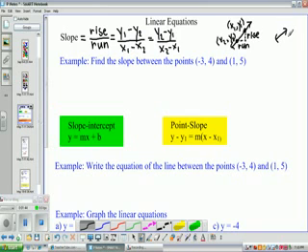Positive slopes go up from left to right. Negative slopes go down from left to right. So it's another way that you can check yourself whether or not you did it accurately.